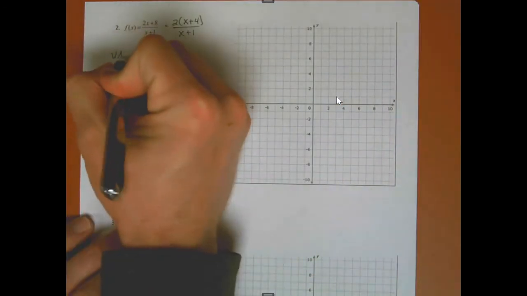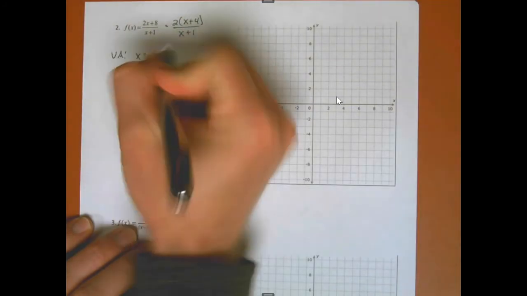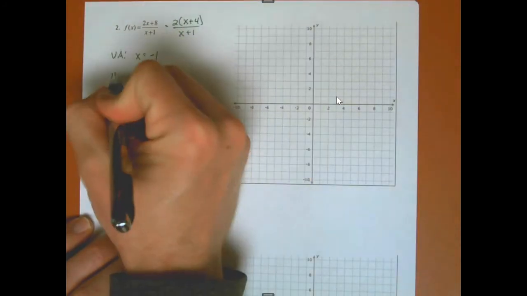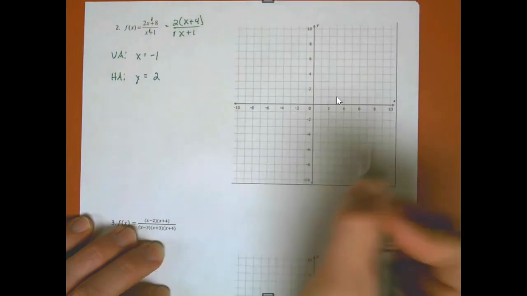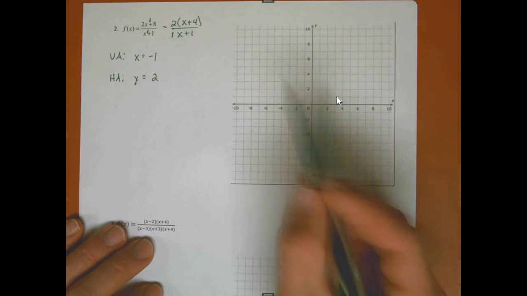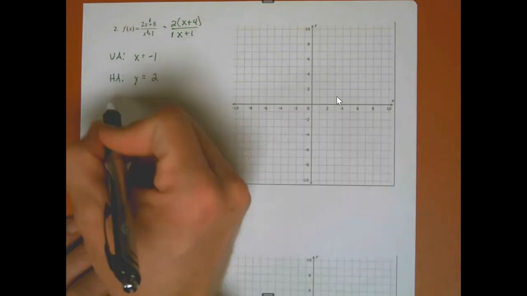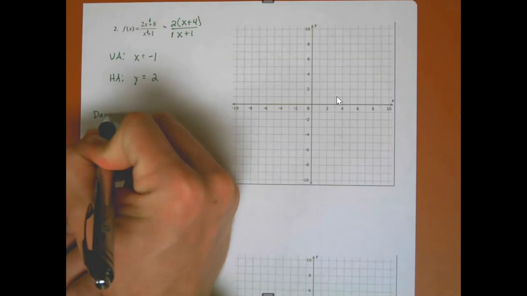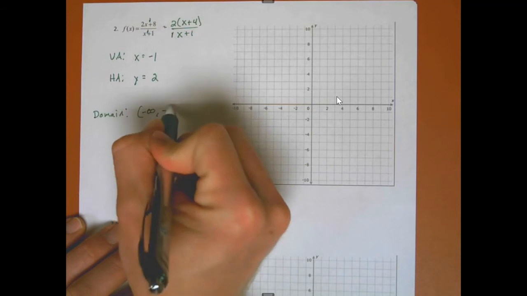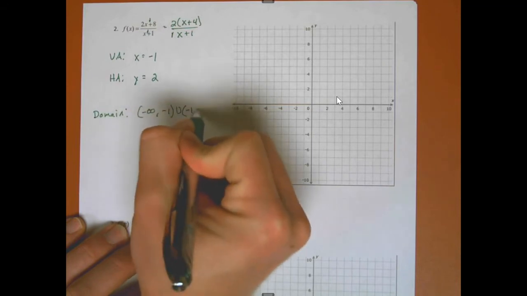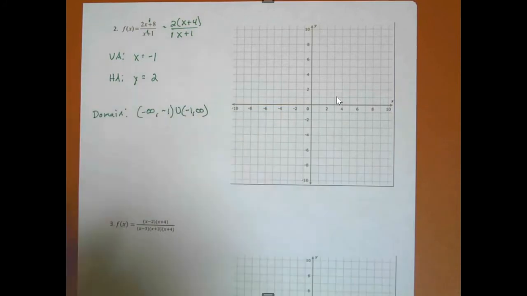Our vertical asymptote happens at x equals -1. Our horizontal asymptote occurs, you look at the degree, and they're exactly the same. And so we do 2 over 1 for our horizontal asymptote, or just 2. And there's no holes. We could talk about domain if we want. Our domain just can't include -1. That'd be -infinity to -1, and then union with -1 to infinity. That's how we skip over a number in interval notation.